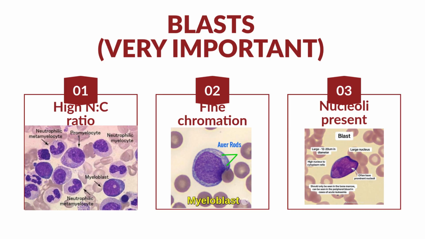So remember, Auer rods are acute myeloid leukemia. Blasts, let's try to recognize them. Blast recognition is one of the most important skills in hematology, because blasts are strongly associated with acute leukemia. When you look at blast cells, think: this cell looks immature. Blasts are very young cells that normally belong inside the bone marrow, not circulating in large numbers in the peripheral blood. Blasts have a very large nucleus because the cell is immature and focused on growth and division rather than function. The nucleus usually takes up most of the cell.